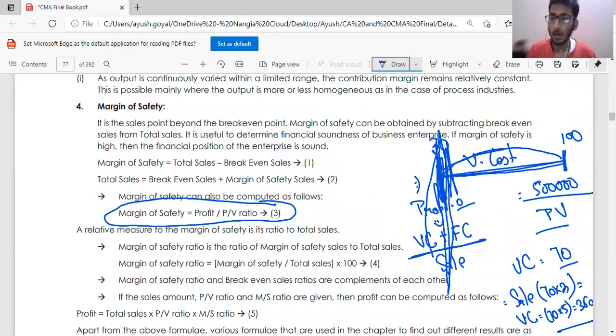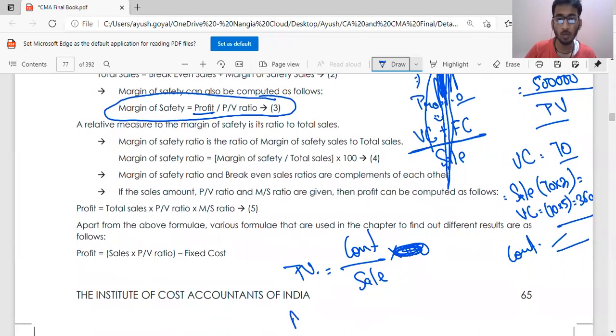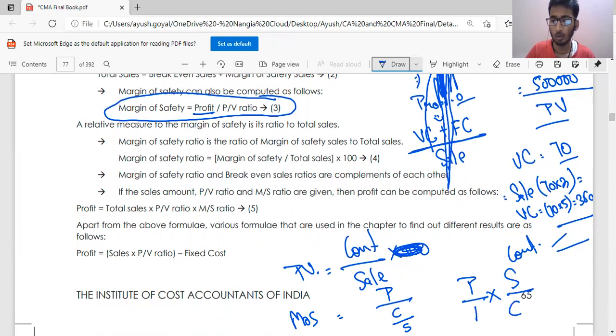So at margin of safety, basically while calculating margin of safety, profit is equal to contribution. That thing you have understood. Now, what is the formula of PV ratio? PV ratio formula is contribution upon sale, multiplied by 100. Now, since profit is equal to contribution, this is the formula of PV ratio. And what is the formula of MOS, margin of safety? It is profit upon PV ratio, or I can say profit upon contribution upon sale. So I can write it as profit upon 1 multiplied by sale upon contribution.